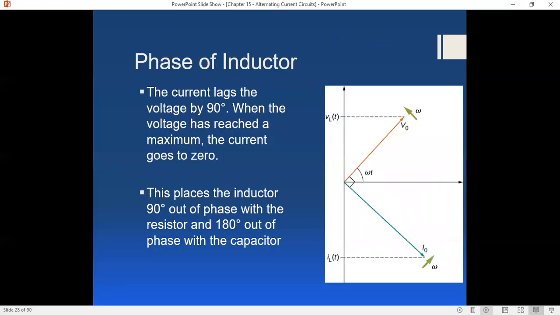So again, drawing our phasor diagram, we still have both rotating, but my current is behind. Instead of leading like it did for the capacitor, it's now 180 degrees in the opposite direction. So with an inductor, our current lags the voltage by 90 degrees.